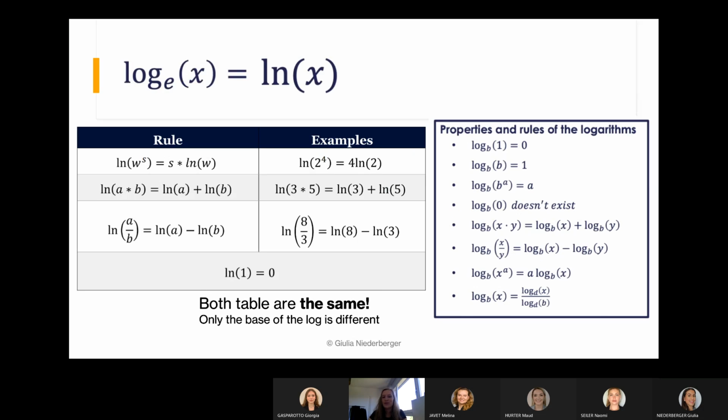And this is basically what I just explained, that logarithm to e is equal to ln. And yeah, you can look at this later if you need it to remind yourself of it. There's also the rules for the logarithms, which are useful for solving equations.